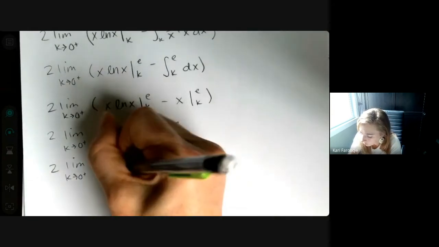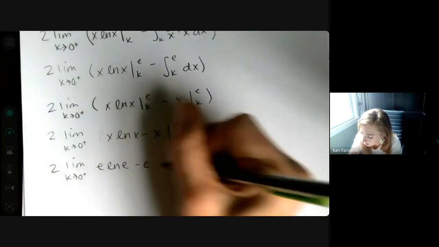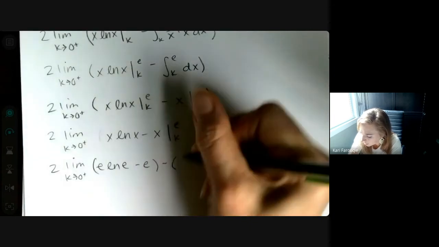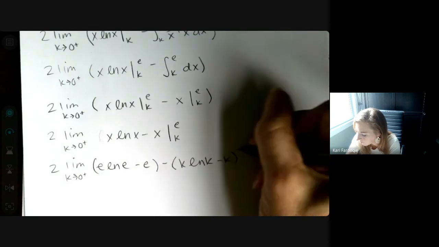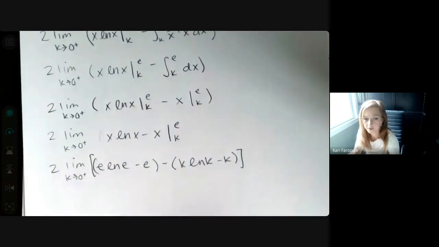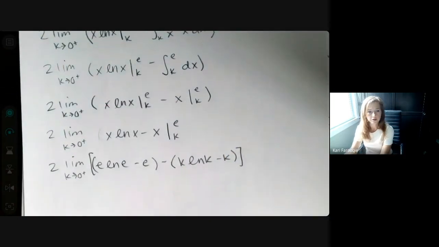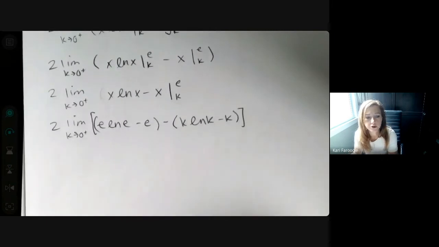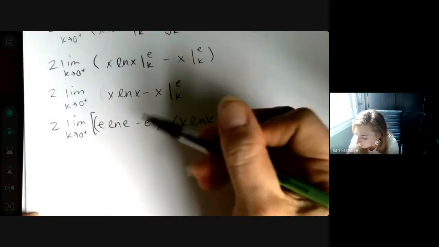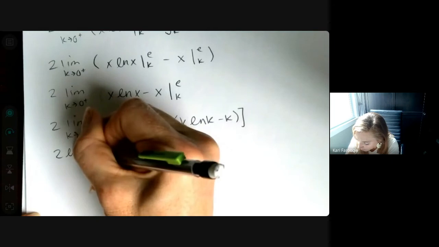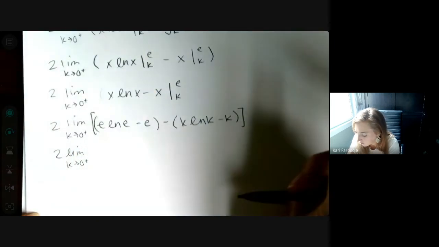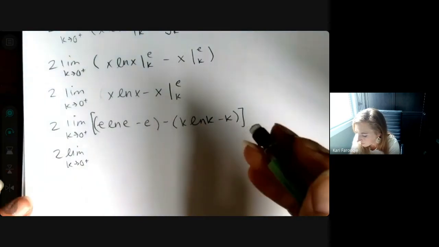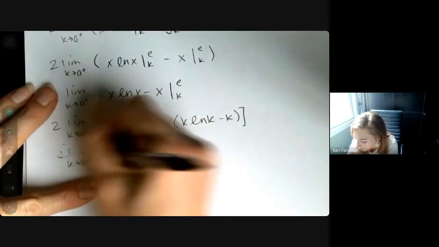And then we have e ln e minus k ln k minus k. So just using the FTC there with the upper limit of e and the lower limit of k. Now, e ln e is just, well, let's evaluate the limit.